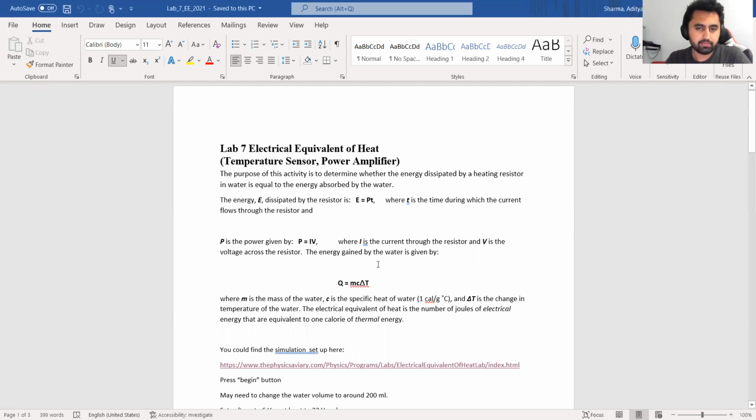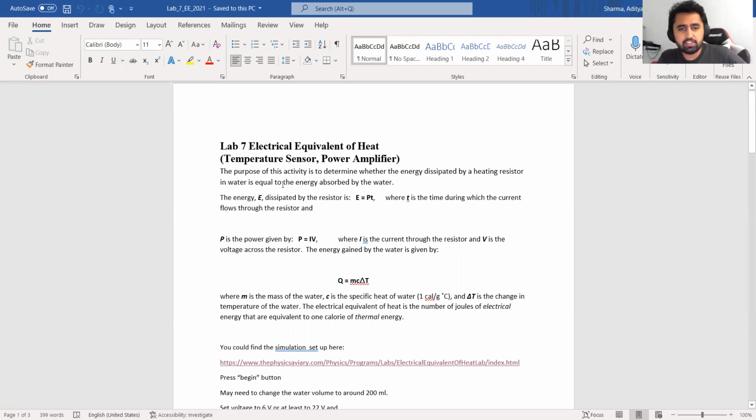Now, the energy gained by the water that is being dissipated from the resistor is given by this relationship. This is one of the most basic relationships we have in thermal physics: the energy is equal to mcΔT, where m is the mass of the water, C is the specific heat of the water, and ΔT is the change in temperature. Specific heat is the amount of energy that you require to raise the temperature of a unit mass of some material by 1 degree Celsius. For a material, it will be a constant because it's per unit mass and you're raising by that constant amount, which is 1 degree Celsius.